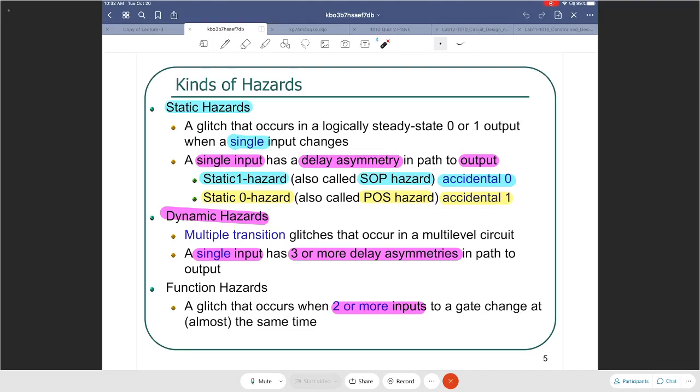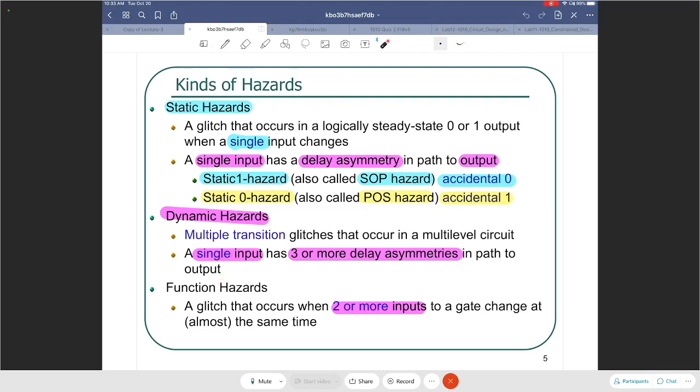But most of the questions I've been getting are regarding dynamic and function hazards. So I'll take a little bit of time talking about these two. So for dynamic hazard, as the statement says, there has to be three or more delay asymmetries from any single input all the way to the output.